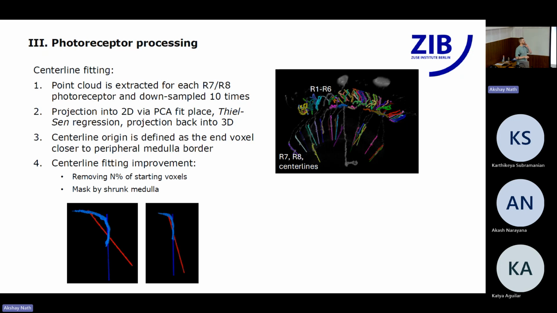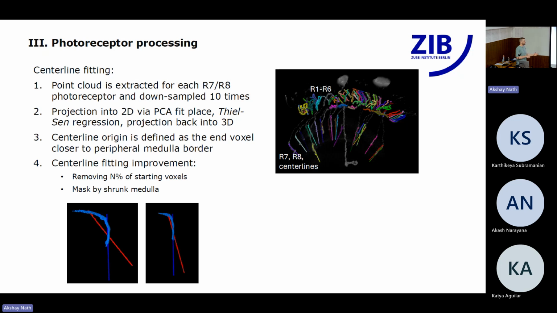Right, so I haven't been talking about this yet. There is another step to this photoreceptor processing. The photoreceptors in medulla, R7 and R8, are of higher interest than R1 to R6. For these photoreceptors, we don't only want to know the count of synapses, but we want to know the distribution of synapses along these neurons, the photoreceptors.